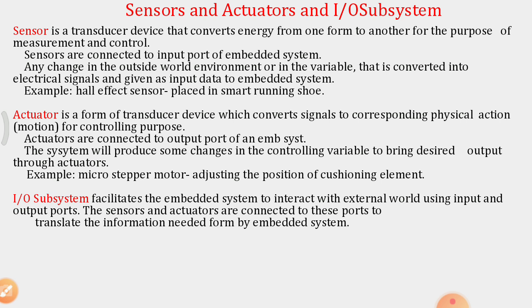Then the input-output subsystems. This facilitates the embedded system to interact with the external world using input and output ports. The input and output subsystem is nothing but input and output ports that enable the embedded system to connect with other external devices or the external world. The sensors and actuators are connected to these ports and translate the information needed by the embedded systems. Which sensors and actuators there are, we are going to see in the next slide.